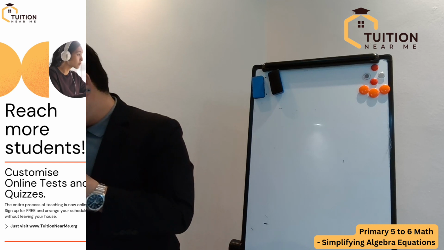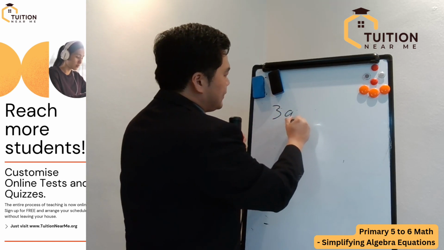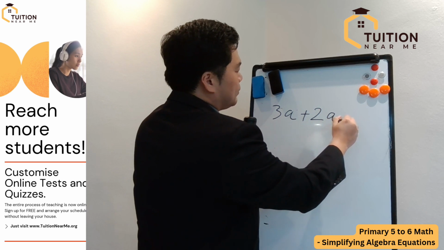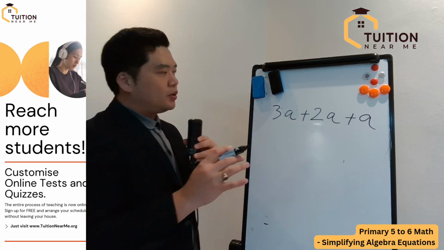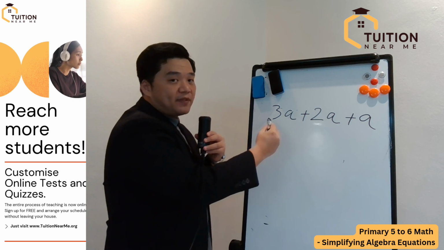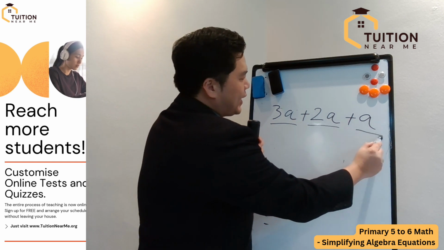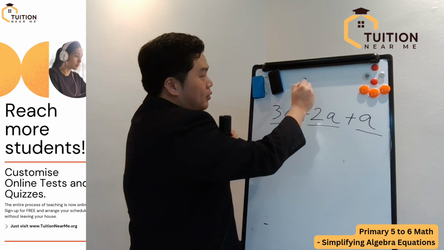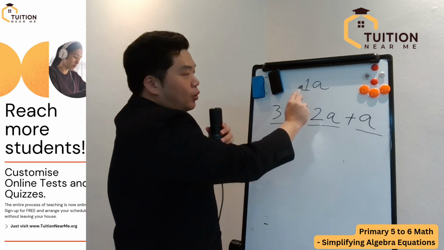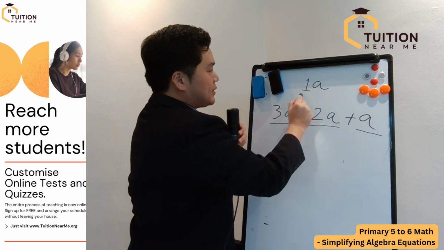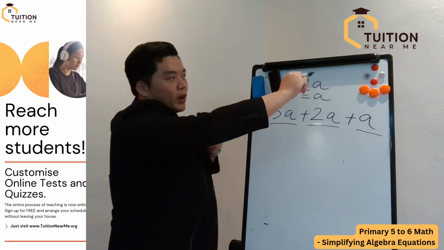Okay, now we will tackle another question: 3a plus 2a plus a. What you have to do is the same thing, just add everything together. We have 3a, then 2a and 1a. Normally you can express this as 1a, but in mathematics we usually express it simply as a. But remember, a equals 1a. This is one way to remember this.